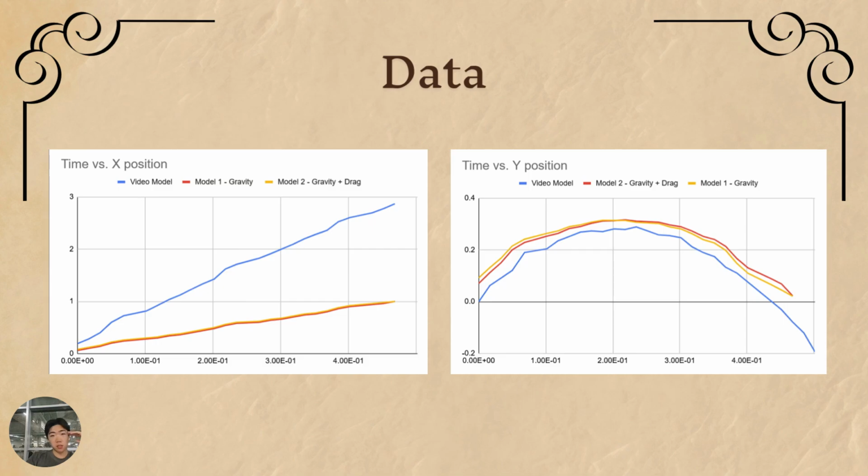I think it's important to note the differences between Model 1, which is just gravity, and Model 2, which is gravity and drag, and that you don't really see that much difference in either the x or y velocities. I think what caused this is that the drag coefficient of the paper ball through air was relatively low. Hence, the force of drag is negligible, which is why the x position barely changed.